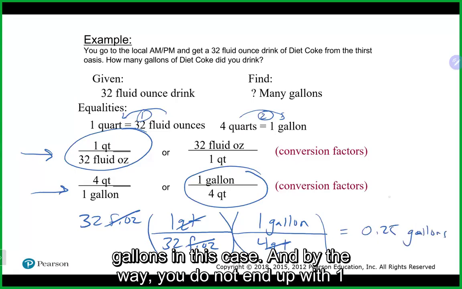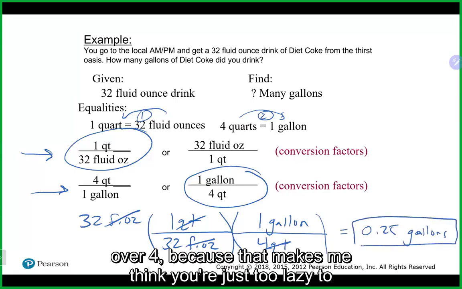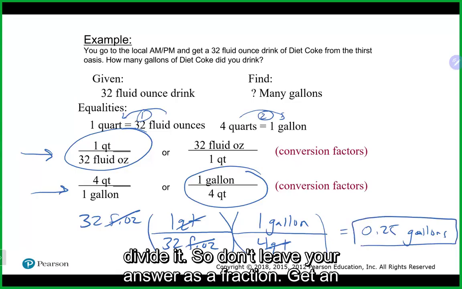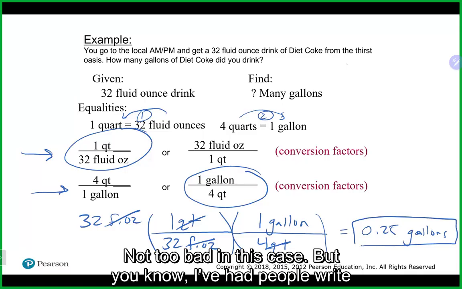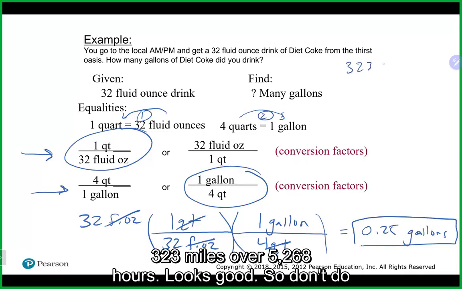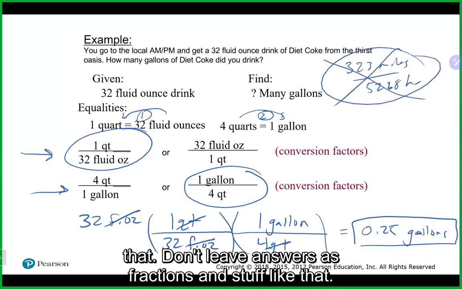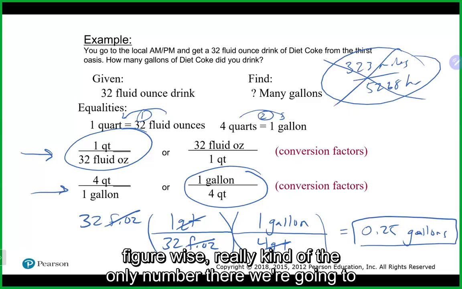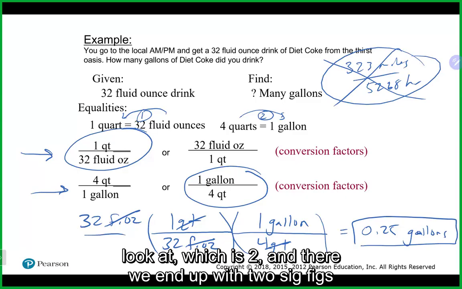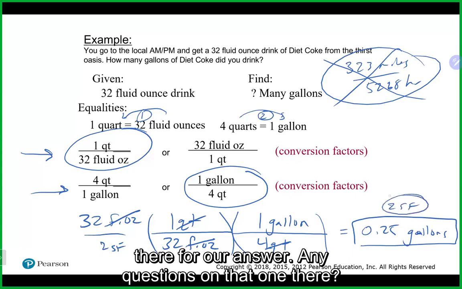And by the way, you do not end up with 1/4, because that makes me think you're just too lazy to divide it. So don't leave your answer as a fraction. Get an actual number, decimal, right sig figs, all that good stuff. Not too bad in this case, but I've had people write 323 miles over 5,268 hours. Looks good. Yeah, so don't do that. Don't leave answers as fractions and stuff like that. Make sure you actually divide it out. In this case, significant figure wise, the only number we're going to look at is the 2. And there we end up with 2 sig figs for our answer.